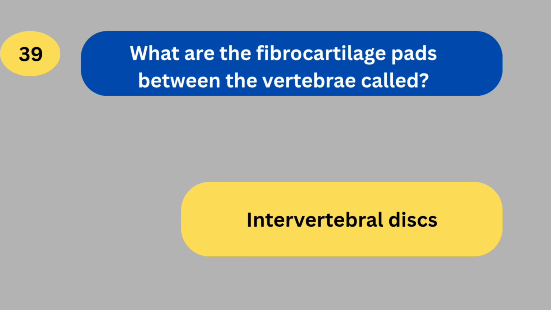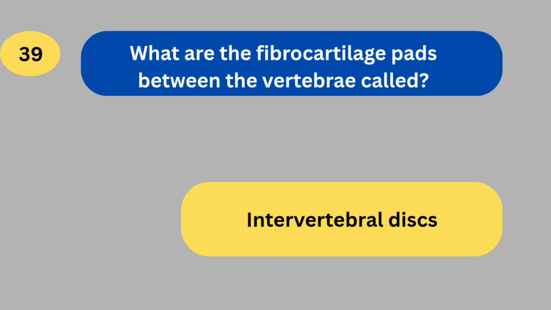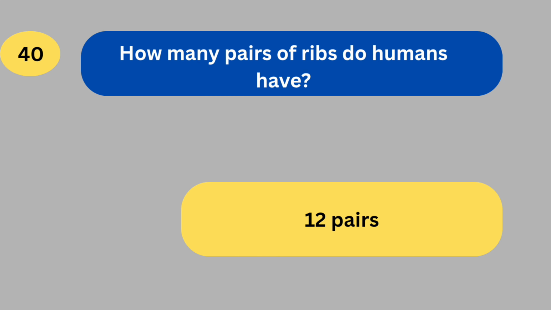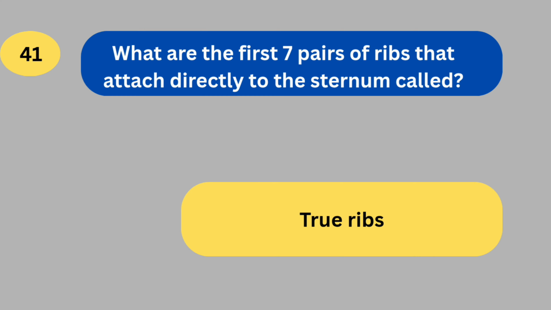What are the fibrocartilage pads between the vertebrae called? Answer: intervertebral discs. Next question. How many pairs of ribs do humans have? Answer: 12 pairs. Next question.